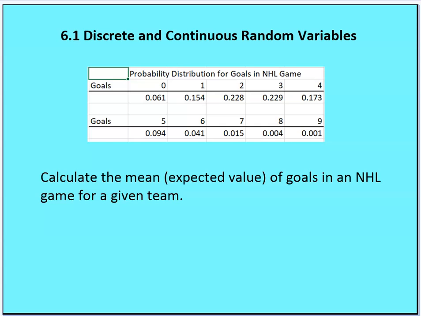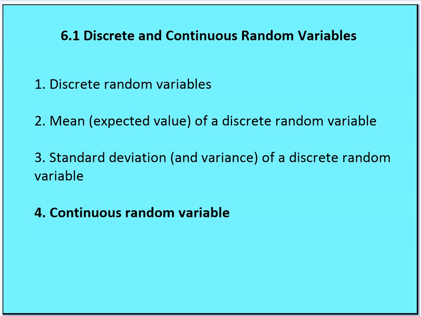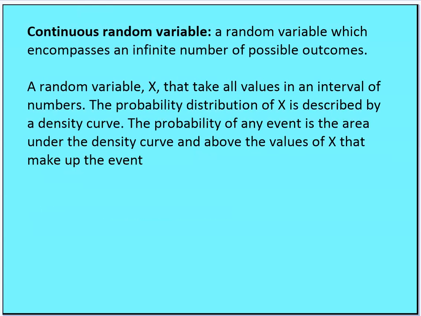All right, so the last thing that we want to talk about is continuous random variables. A continuous random variable is a random variable which encompasses an infinite number of possible outcomes. A random variable x that takes all values of an interval of the numbers. So not discrete numbers like we had before, APGAR score 0 through 10, right, or number of goals 0 through 9. We have some continuous list of outcomes. So the probability of any event is the area then under the density curve and above the values of x that make up the event.